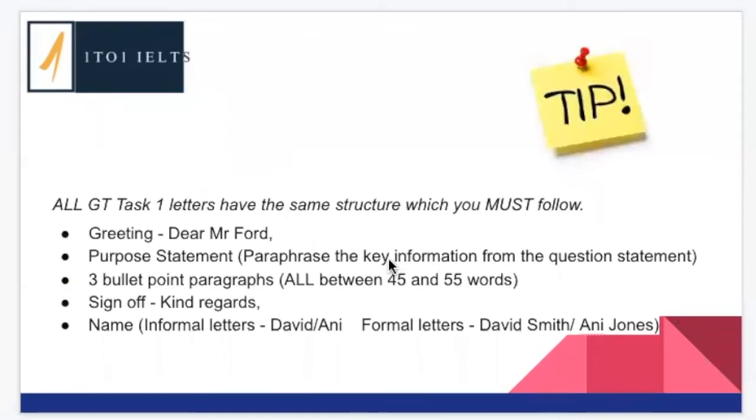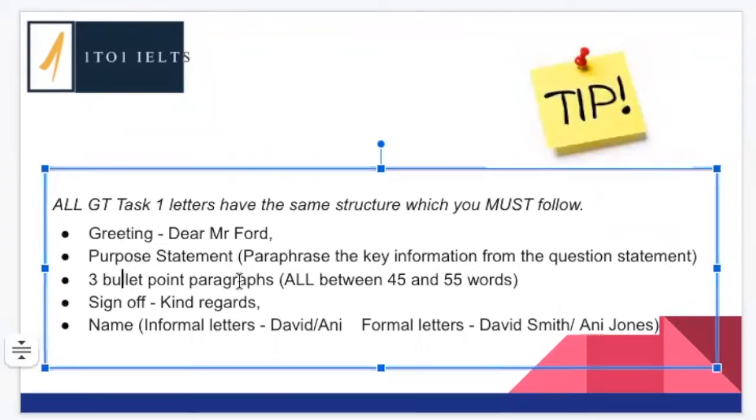All general training task 1 letters, same structure. We're going to have a greeting, a purpose statement, which is basically a paraphrase of the key information in the question statement, and 3 bullet point paragraphs, all of them between 45 and 55 words, a minimum of 45. If you go over and maybe you wrote something 60 or 65, don't panic. But you definitely do not want to go under 45 words because the paragraphs are going to be considered as underdeveloped. And again, that's going to mean that you can't get over a band 6.